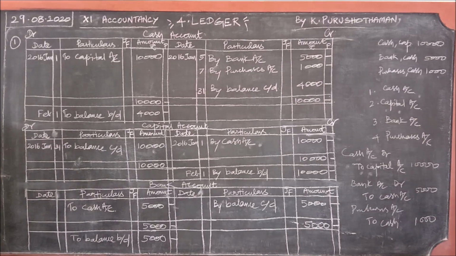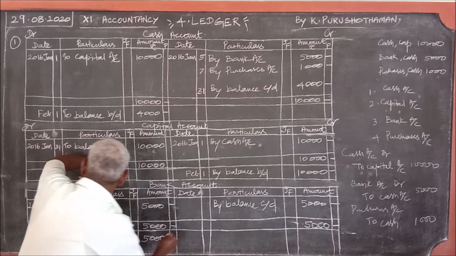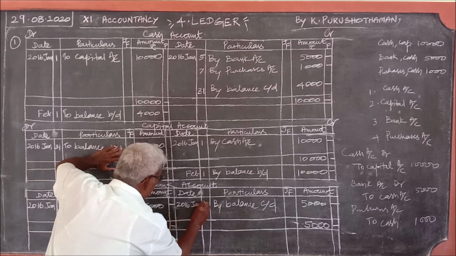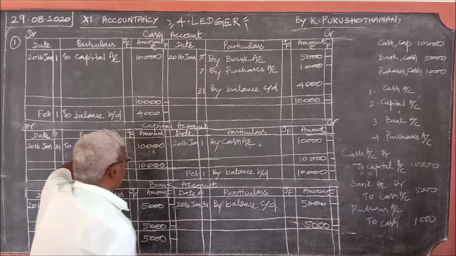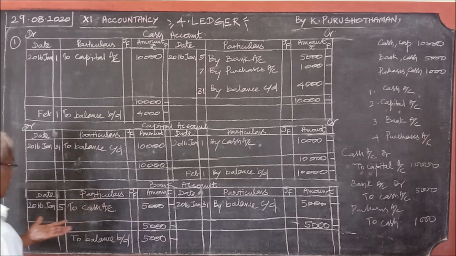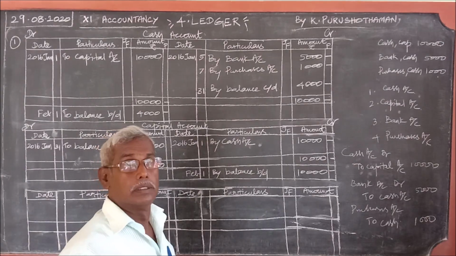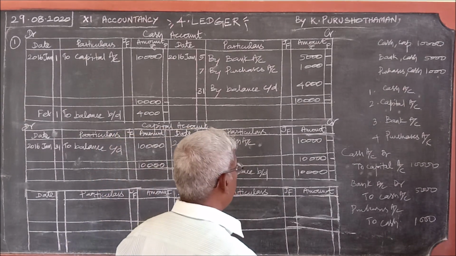So 2016 January 5th, and for carried down the last date of the month, 2016 January 31st, and for brought down the next month's first date. Okay, we shall continue with the fourth ledger.